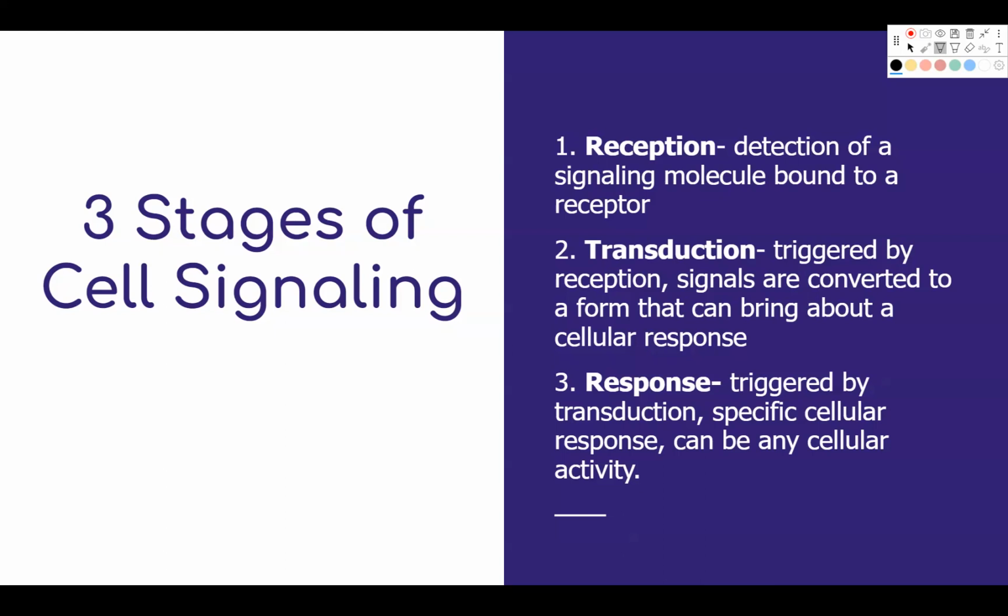and how we can get ourselves to do all this stuff. So, responses are triggered by transduction. So, this is a sequential series, right? We need to go in this order. We don't go transduction, reception, response. We don't go response, transduction, reception. It is reception, transduction, response. So, our responses are triggered by transduction, and there is a specific cellular response. There's one response that one signaling molecule tells that cell to do. So we'll talk about how we can get those specific responses, how our cells know what to do based on which signals they receive.